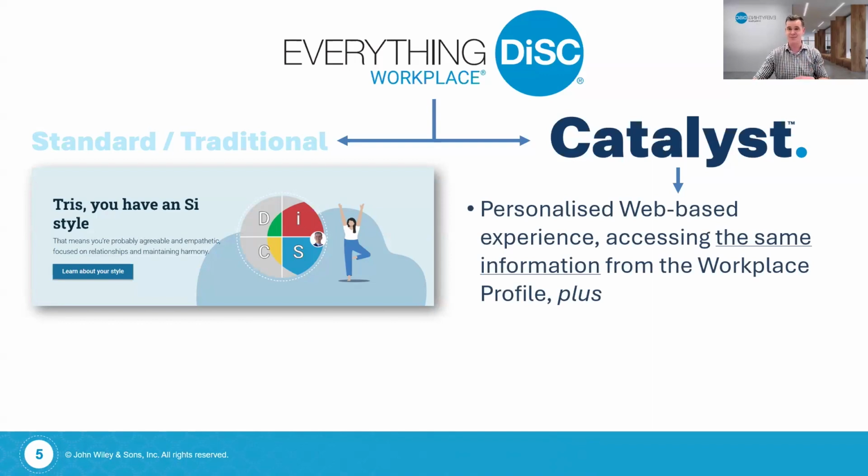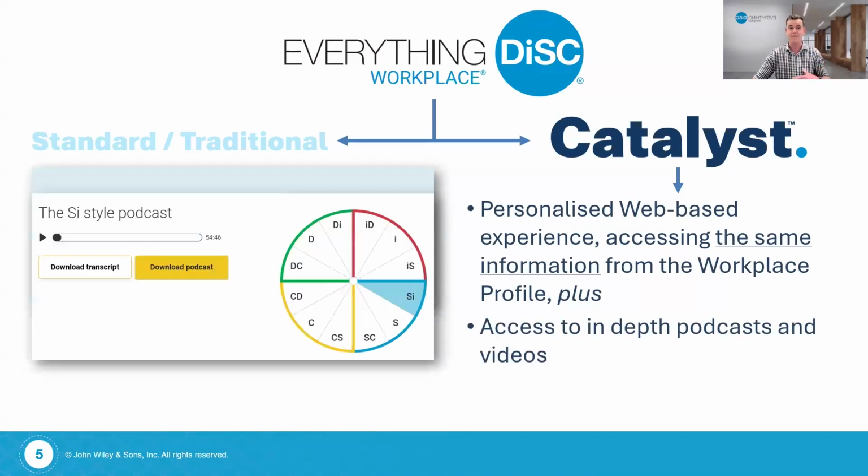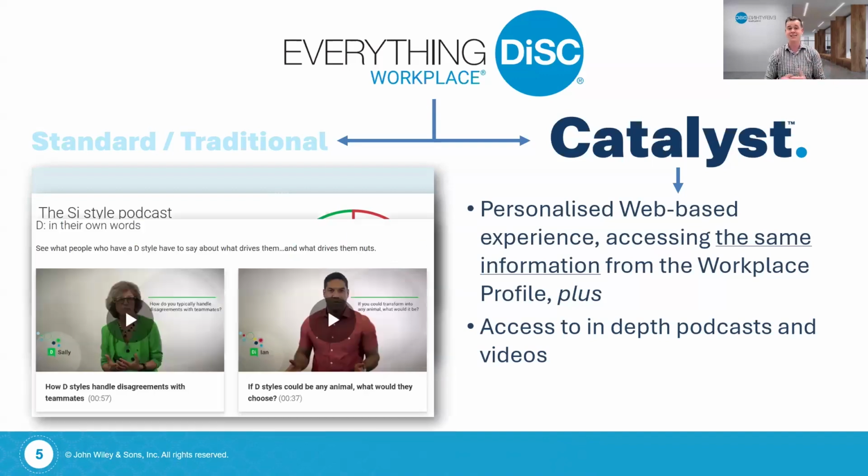But that is just the beginning in terms of the added benefits that Catalyst brings. Along with all the same information that you're used to using, your learners will also have access to some in-depth podcasts and videos. It's an incredible value add that you're just not going to get using the PDF standard version of the Workplace Profile. As you can see, the learners will get access to one of 12 podcasts about their style, and they're quite in-depth, almost an hour in length in my instance here for the SI style podcast. They're also going to get access to videos of actors portraying the different DiSC styles. So they get to see the styles personified, become a little bit more familiar with some of the characteristics that they might see in some of their co-workers.